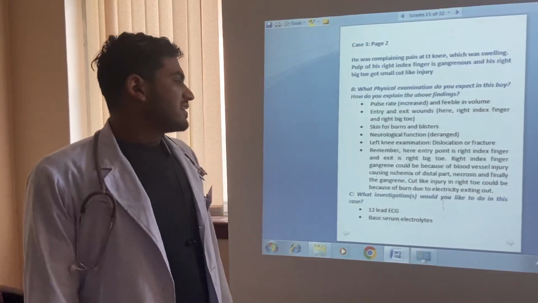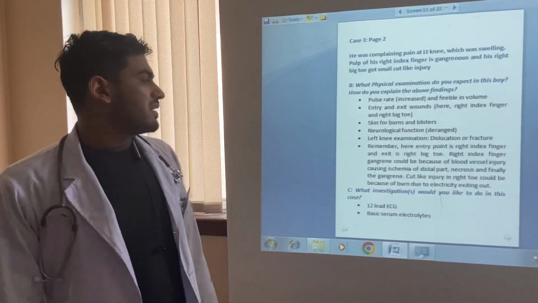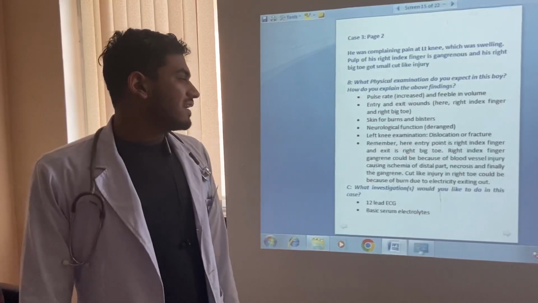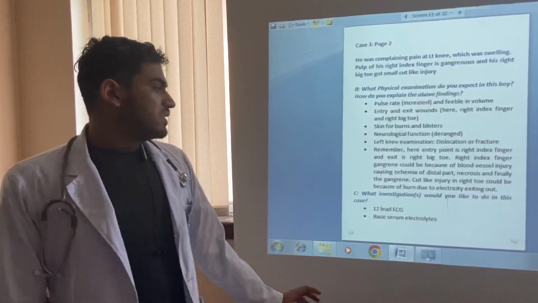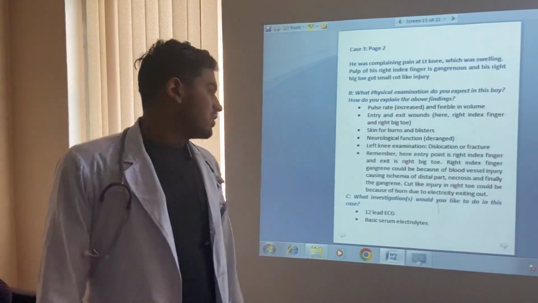Right index finger gangrene could be because of blood vessel injury causing ischemia of the distal part, necrosis, and finally gangrene. And the cut-like injury in the right toe could be because of the burn due to the electrical current exiting out. So what investigation would you like to do in this case?